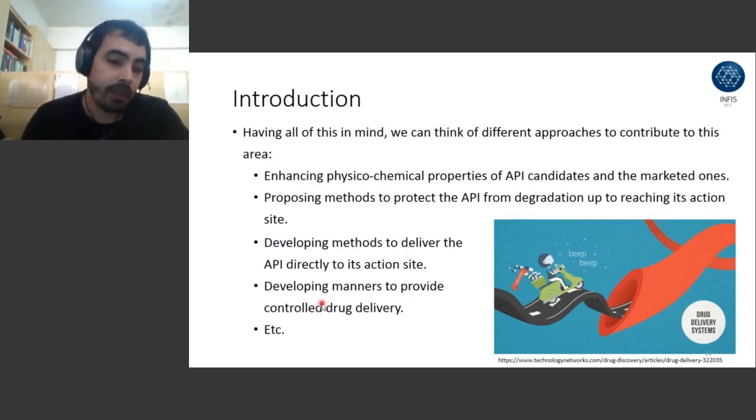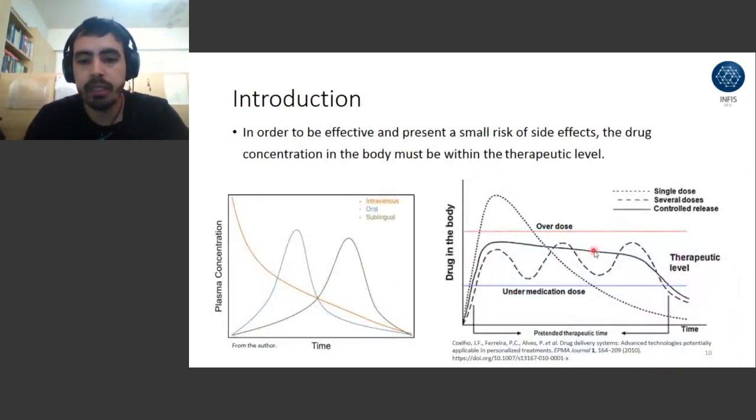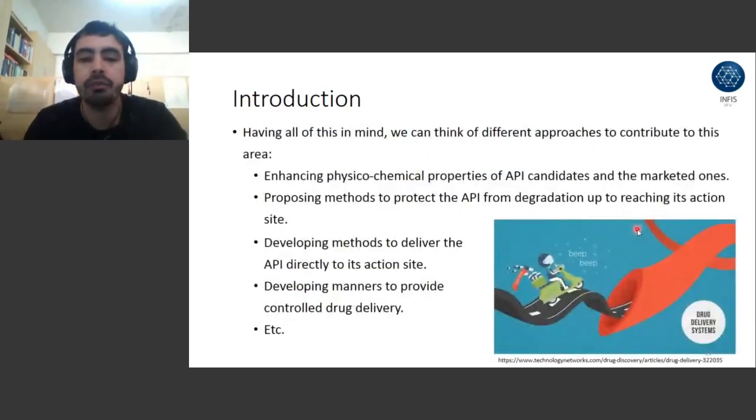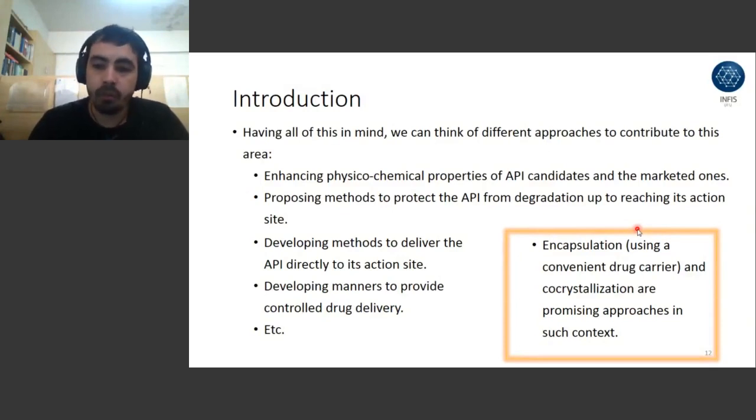Another way that we might try is to develop ways to provide controlled drug delivery, so we might be able to keep the concentration of the drug in the organism within the correct therapeutic level. Today, I will show you some of the results that I have in this context, results where I used clay minerals to encapsulate a specific drug, and I used an approach called cocrystallization, which formulates the drug in a new solid form.